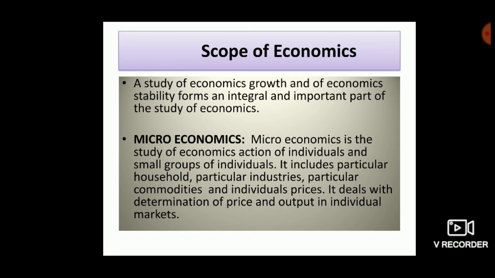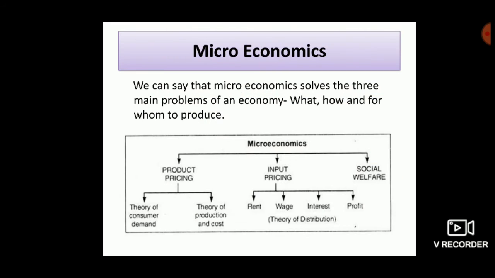The study of microeconomics covers product pricing, consumer behavior, factor pricing, economic conditions of a section of the people, study of firms, location of an industry, etc. We can see that microeconomics solves the three main problems of an economy: what, how, and for whom to produce. These are the main problems: what, how, and for whom to produce.